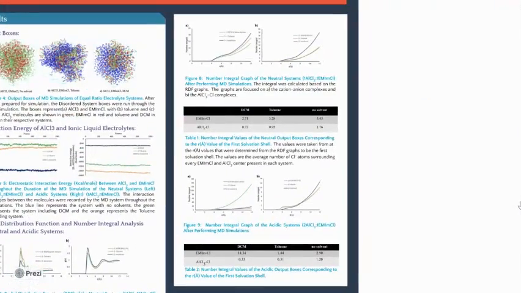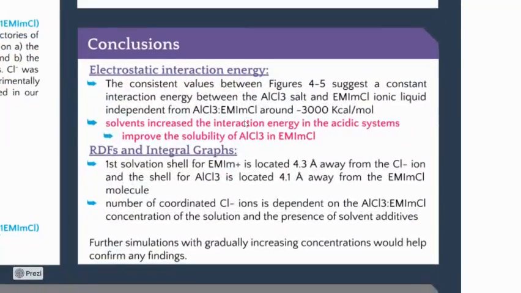Taking the integrals of these RDFs, I then determined the average number of coordinated molecules and ions for both of these complexes. The numbers in the tables correspond to the value of the graphs at the first solvation shell given by the previous RDFs. The integral values varied depending on the acidity of the system and the inclusion of solvents. To better show the effect of the acidity and solvents on the integral and confirm my other conclusions, I would do more simulations using gradually increasing acidity and varying concentrations of solvents.